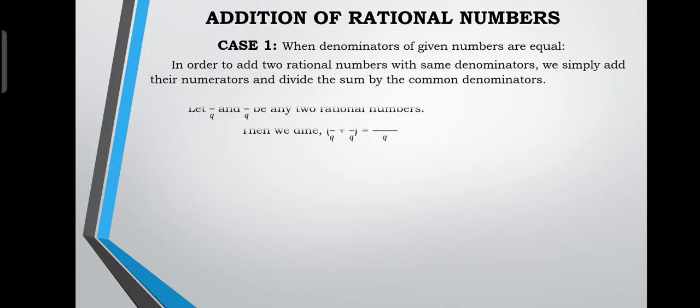Now let me show you one example for better understanding. Let P by Q be one rational number and R by Q be the other rational number, any two rational numbers. These are the two rational numbers which we are going to add. As you can see, the denominators are Q and Q, so both are the same, right, children? So we can easily add the numerators: P plus R by Q. That's it. This is how we add if the denominators are same.